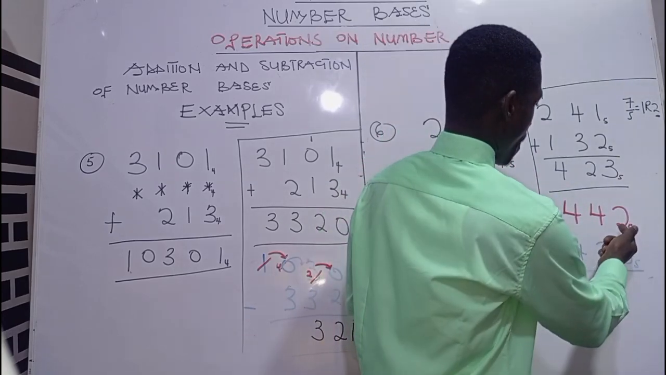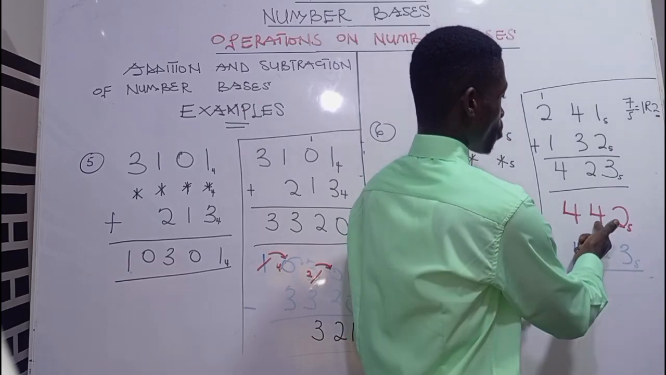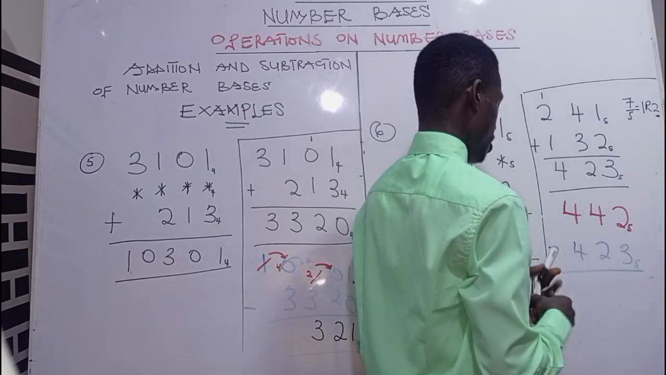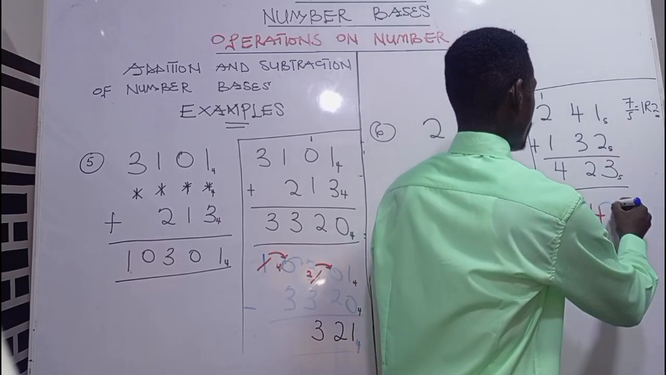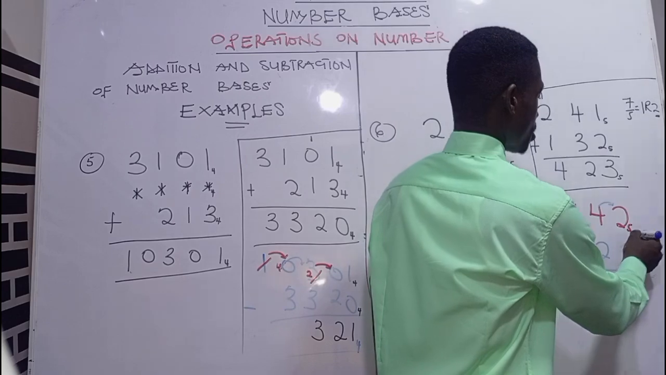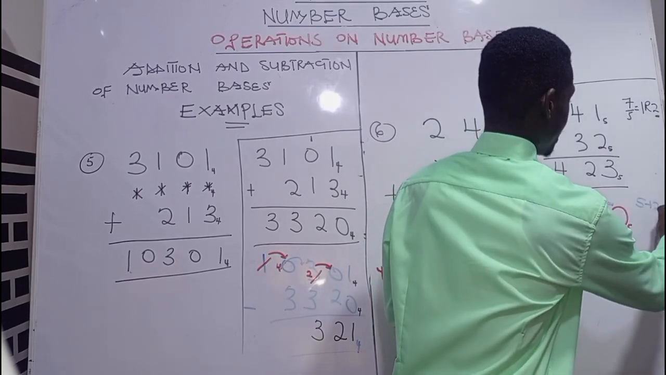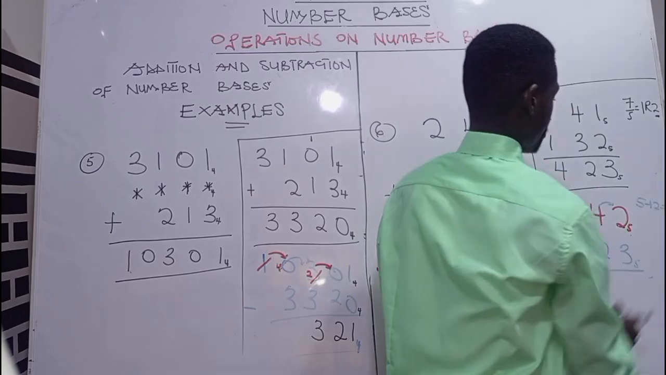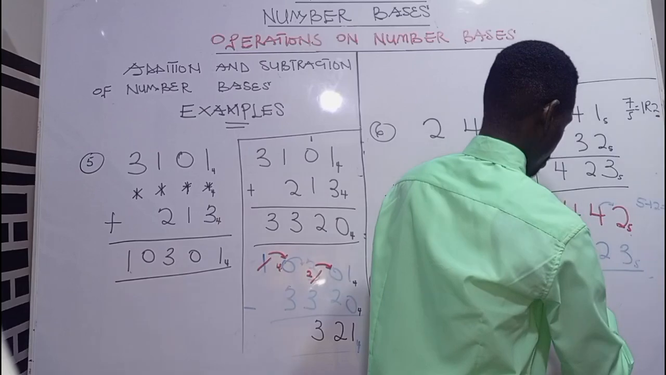So we have 2 minus 3, you know it is not possible. So we have to come and borrow 1. So when we borrow 1 from here, the one that we are borrowing from here, it is what? 5. Good. So we have 5 plus 2, and that gives us 7. Then 7 minus 3 will give us what? 4.